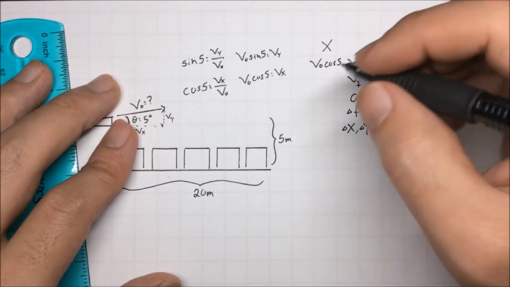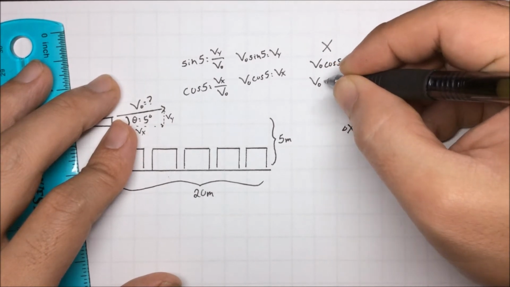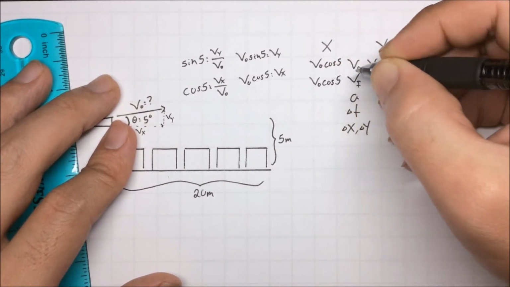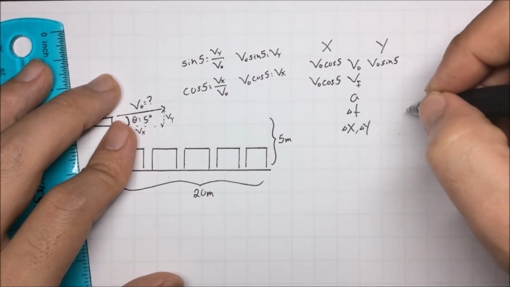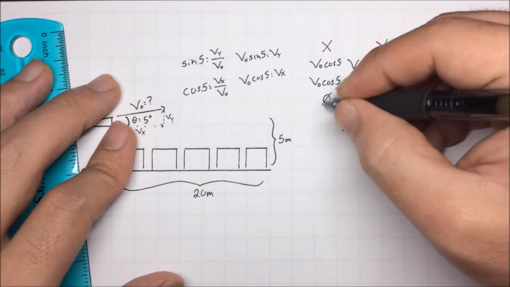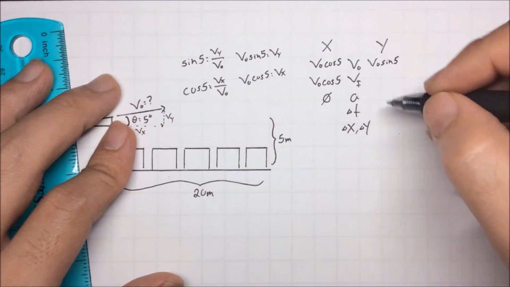So what we know about the x-axis is that the x velocity will not change, so we got V naught cosine of 5. Y velocity, we don't know what the final velocity is, we might leave that blank. 0 acceleration in the x, that's why these two are the same.